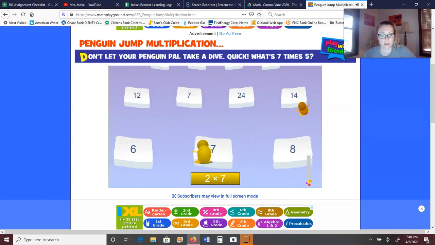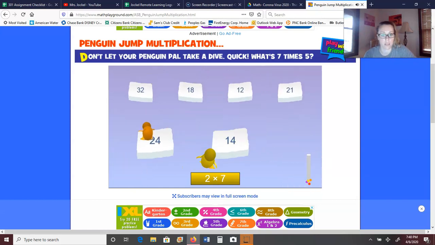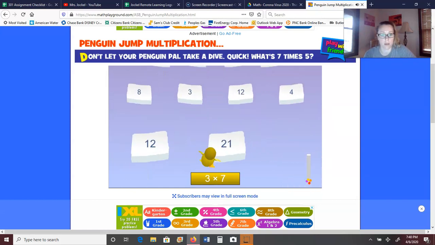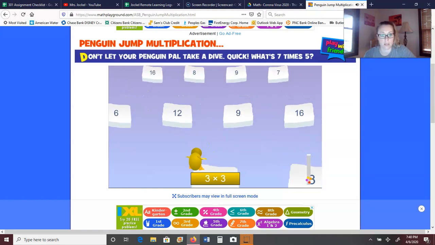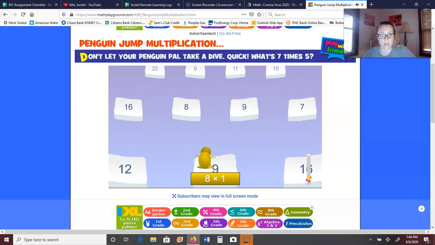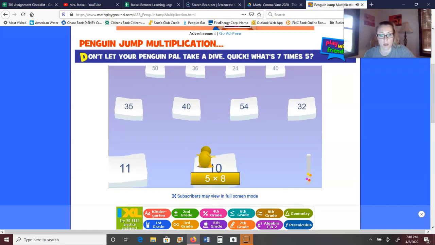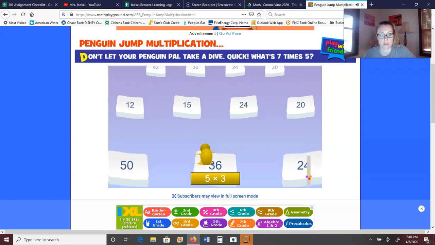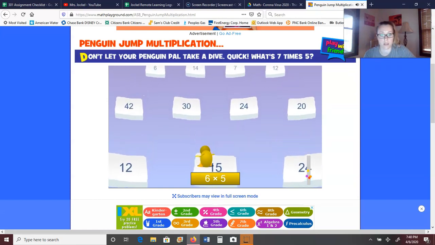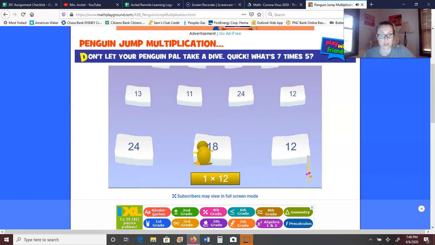1 times 7 is 7. 2 times 7, 14. 3 times 7, 21. 4 times 2, 8. Does everyone hop in the water? 3 times 3 is 9. 8 times 1 is 8. So much better. 10 times 1 is 10. He's catching up. 9 times 4, 36. 1 times 6 is 6. 2 times 2 is 4. Come on, guys. 3 times 6, 18.